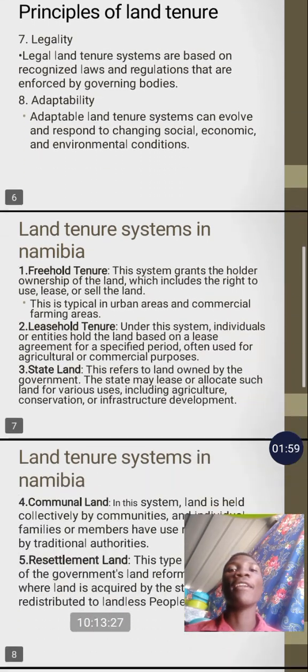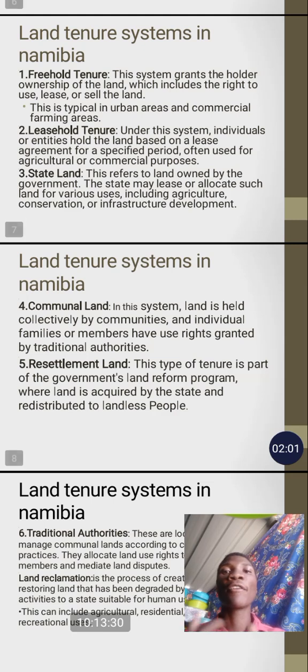Moving on, we have land tenure systems in Namibia, where we have freehold tenure. This system grants the holder ownership of the land, which includes the right to use, lease, or sell the land. This is typical in urban areas and commercial farming areas. We also have leasehold tenure. Under this system, individuals or entities hold the land based on a lease agreement for a specified period, often used for agriculture or commercial purposes. We also have state land, which refers to land owned by the government. The state may lease or allocate such land for various uses, including agriculture, conservation, or infrastructure development.